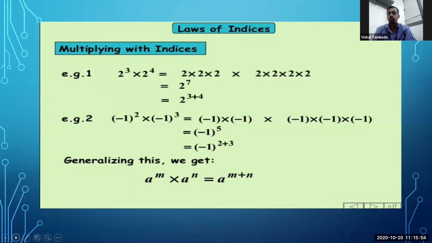That's why, look at the product. We take the base one time because the base is the same, and we add the power m plus n. Okay, this is our law. A raised to the power m multiplied by a raised to the power n equals a raised to the power m plus n. Next.